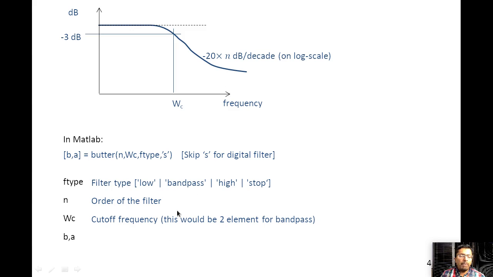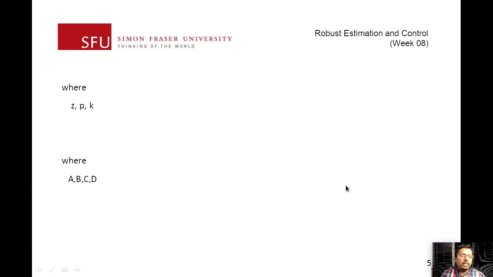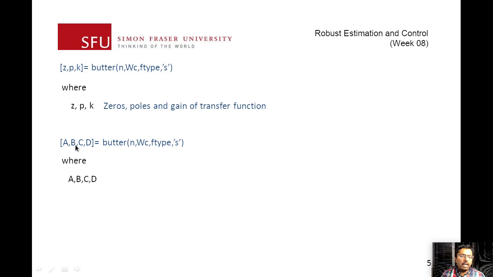If you have a band pass filter, you would send in two elements. Then b and a will be the numerator and denominator of your polynomial, and you can use different combinations. For instance, you can write this in ZPK form in terms of the zeros, poles, and gains, so ZPK would be the zeros, poles, and gains of the transfer function respectively. We can also do [a,b,c,d] = butter, the same thing, where a, b, c, d will be the state space matrices of your filter.